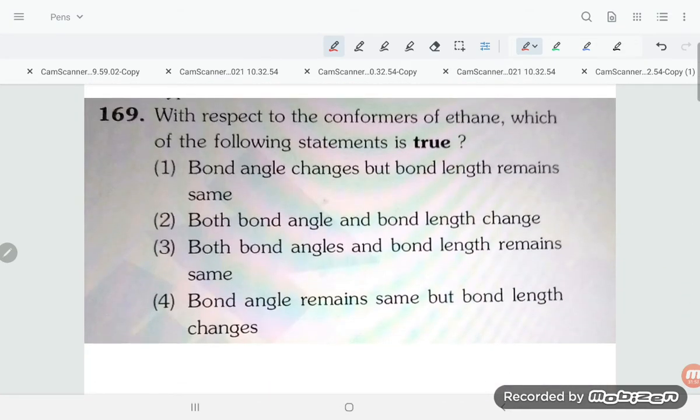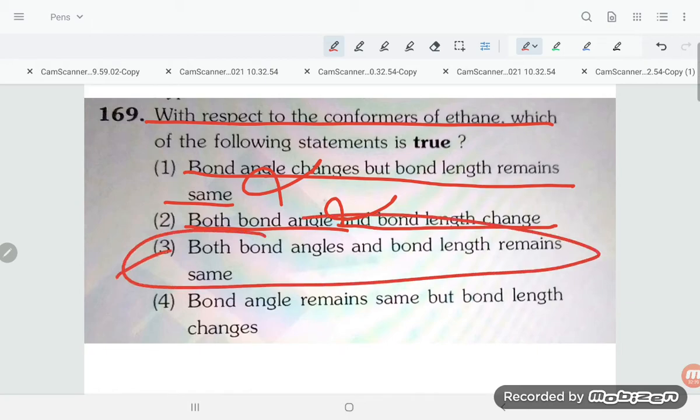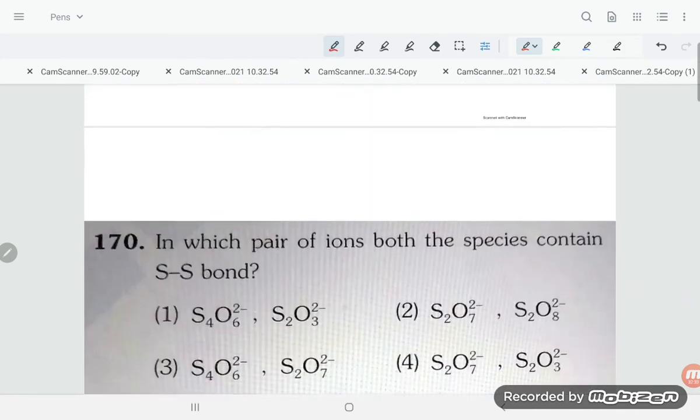169. With respect to the conformers of ethane, which of the following statement is true? They are asking the true statement. Bond angle change but bond length remain the same, that is wrong. Bond angle and bond length change, wrong. Both bond angle and bond length remain the same. So correct option is option number 3rd, with respect to conformers of ethane.